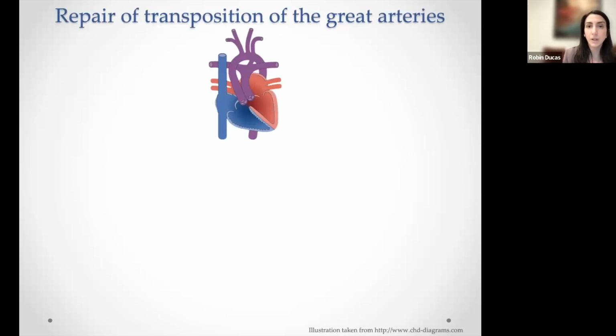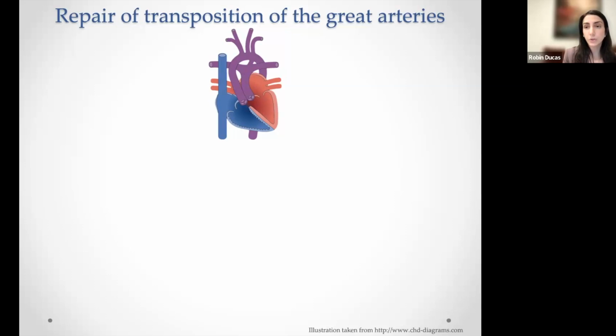So this diagram here is a figure of what transposition of the great arteries, or d-transposition, looks like. And we hope we can all appreciate that you have venous blood going into a subpulmonic right ventricle, so a morphologic right ventricle, and then that would connect to the aorta. And then you'd have the pulmonary venous blood coming back to the morphologic left ventricle on the left side, and that was connected to the pulmonary artery. So this condition is non-compatible with life.